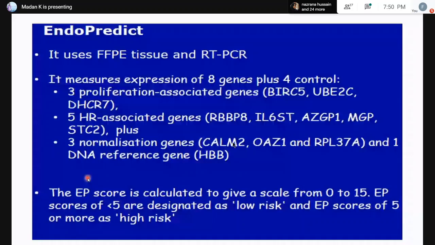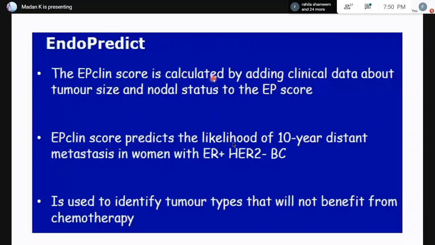So an EP score of less than 5 is designated as low risk, whereas an EP score of more than 5 is designated as high risk. And then when you're talking about EndoPredict, there is something called the EPclin score also. So the EPclin score is calculated by adding clinical data such as tumor size and nodal status to the EP score. So this score, that is the EPclin score, predicts the likelihood of 10-year distant metastasis in women with ER positive HER2 negative breast cancer. And this also is used to identify tumors that will benefit from additional chemotherapy.